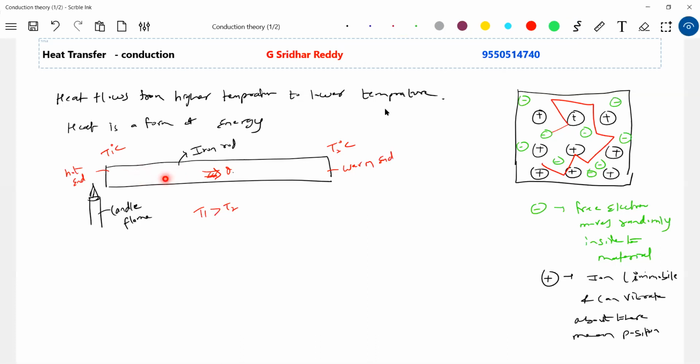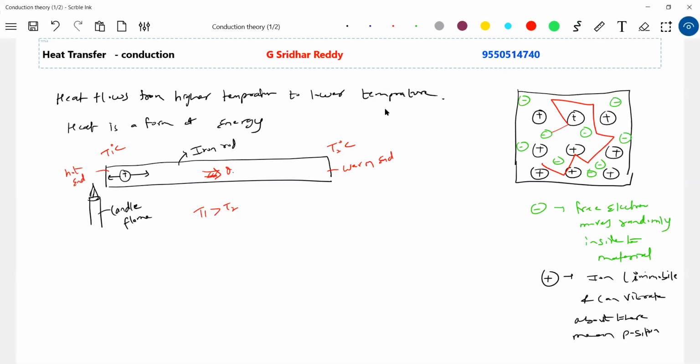So who will transfer this? How will that heat energy flow? The heat will be transferred by the vibration of atoms and the random motion of electrons. So here, first what will happen? This atom starts vibrating. Let me show that.